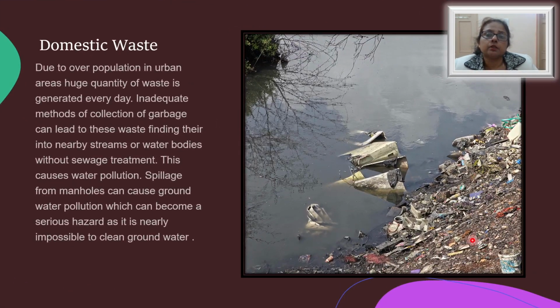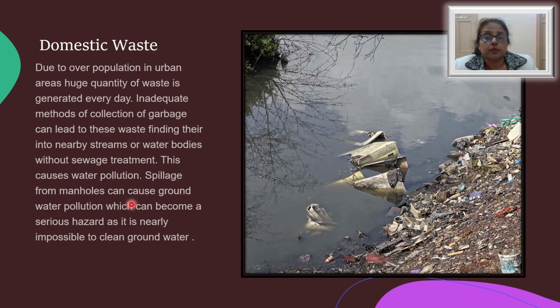Now, water pollution is caused by domestic waste. Due to overpopulation in urban areas, a huge quantity of waste is generated every day. Inadequate methods of collection of garbage can lead to this waste finding its way into nearby streams or a water body without sewage treatment. This causes water pollution.